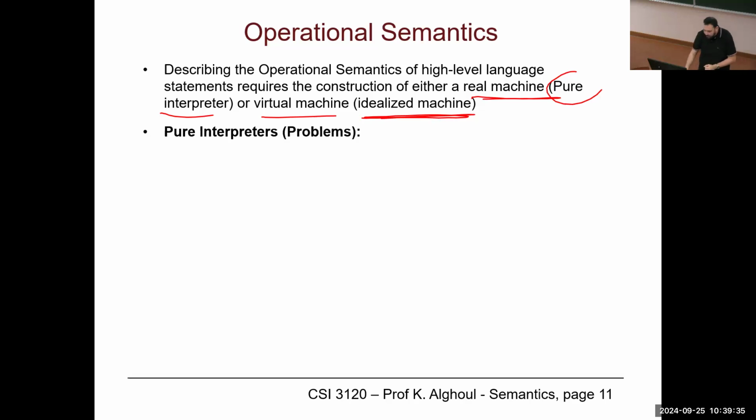Okay. Now, if I want to go with the pure interpreter approach, what are the problems for me if I'm writing my operational semantics directly on the machine using a pure interpreter? Because remember, operational semantics writes step by step, so every single thing that's happening, it's writing it. What would some problems with this method be that come up for you guys?